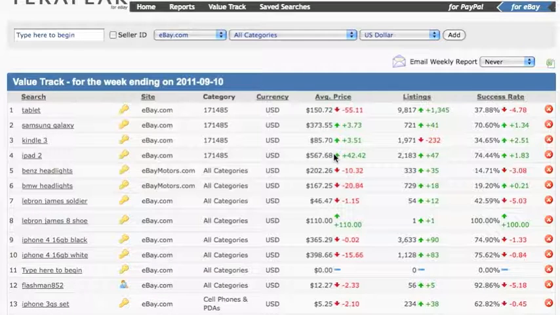However, when we look at the iPad 2, we can see that's growing in popularity relative to the average. The price has gone up by 7 to 8%. The listings have gone up, and also the success rates have gone up. And even more importantly, the seller can use these statistics and monitor them over time on a weekly basis.